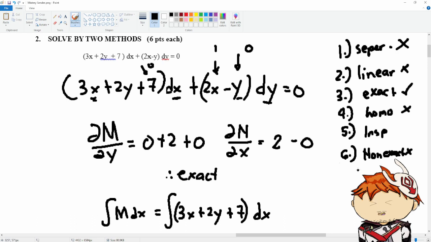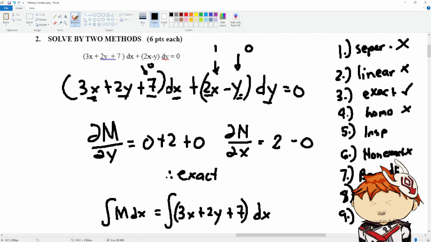Okay. Can it be Bernoulli? I don't think it can be Bernoulli. First off, I'm going to do Bernoulli last because Bernoulli requires you to have only 3 terms. We have like 5 terms here: 1, 2, 3, 4, 5. So I'm going to do it last. So we have 8 and 9.